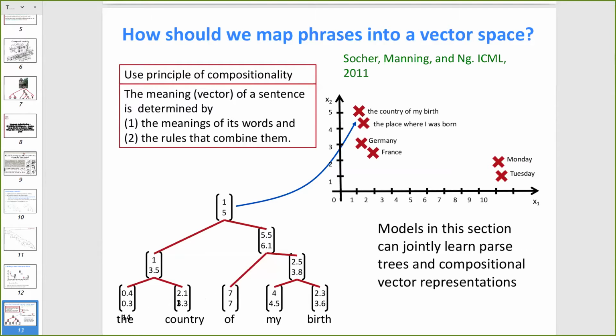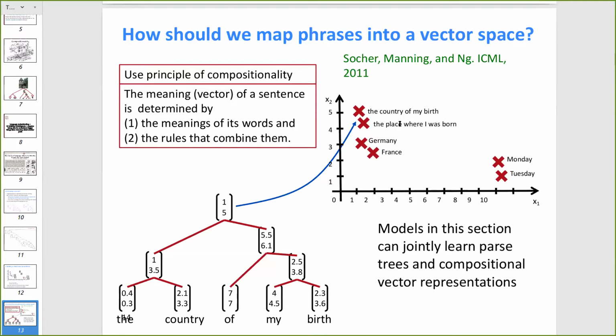And what's happening in the next level is that the two words the and country are being combined together to form this representation, because the and country together form a noun phrase. And then we have my birth, that's another noun phrase. And then we have a preposition that is being added here. So this and the representation for my birth are being combined together like this. And finally, we get 1 5, which actually represents this whole phrase. And that gets plotted here in the vector space.